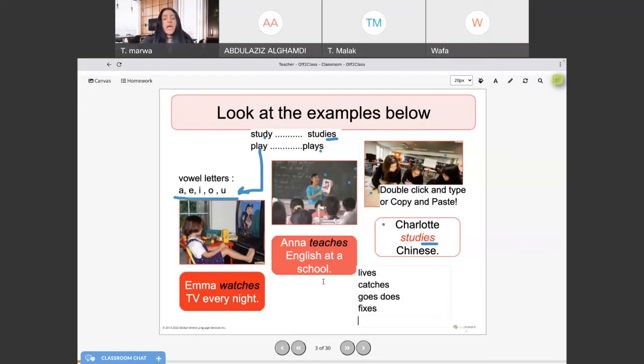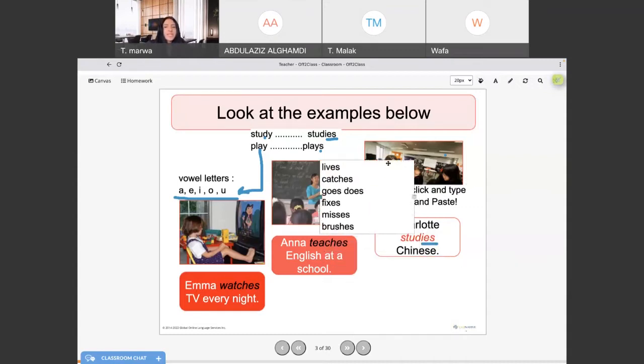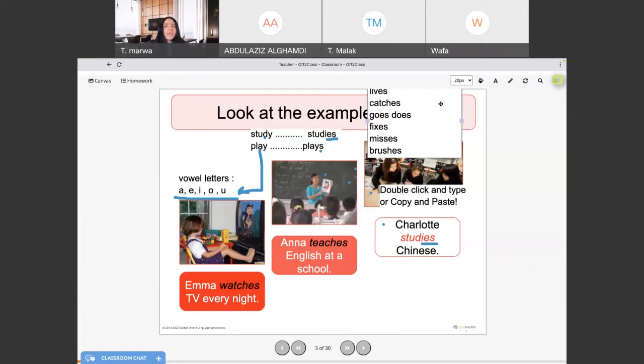What else? So we said SS, pass, or miss, like I miss you. Okay, I add ES. Okay, what else? We said SH, we didn't do it. Brush, brushes. Okay, whenever the verb ends with S or SH or CH or X or O, I add ES to the verb. Like here, because here I have CH, I added ES.